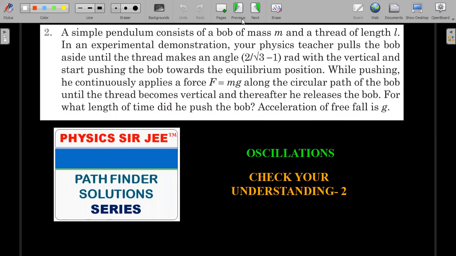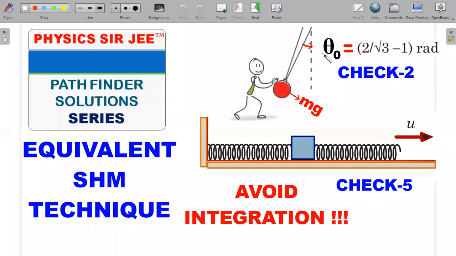To explain the pictorial idea, he has pulled this bob, as you can see on the thumbnail, to the side by an angle of 2/√3 minus 1 radian, and then he pushes it with a force equal to the weight of the bob throughout this motion till the bob reaches the vertical position. So the bob is under the force from the experimenter and also gravity. Both forces are continuously acting. We need to calculate the time duration of this motion.